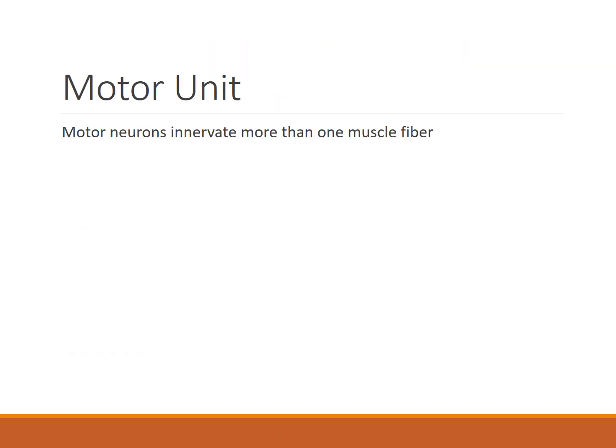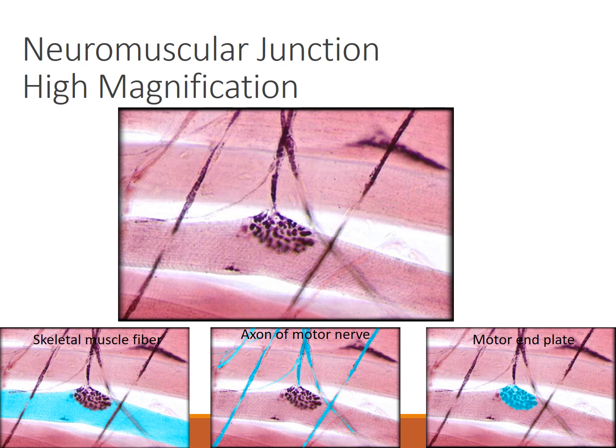The end of the motor neurons are branched, so each motor neuron innervates more than one muscle fiber. This is referred to as a motor unit. This slide shows you an actual neuromuscular junction. You can see the axon, or the end of the motor nerve, and the motor end plate is where it's interacting with the skeletal muscle fiber.